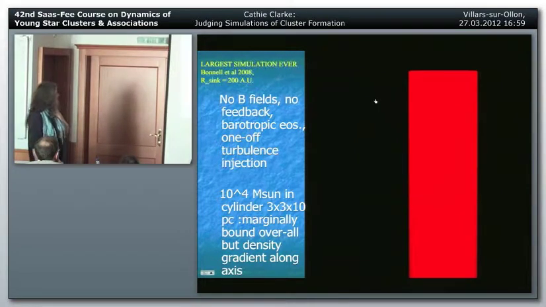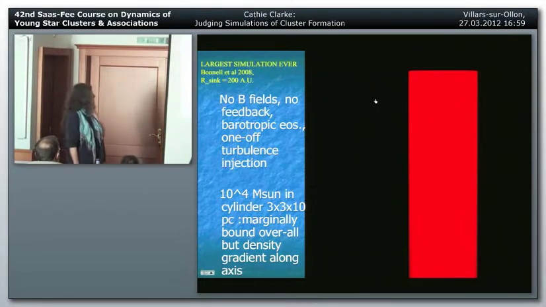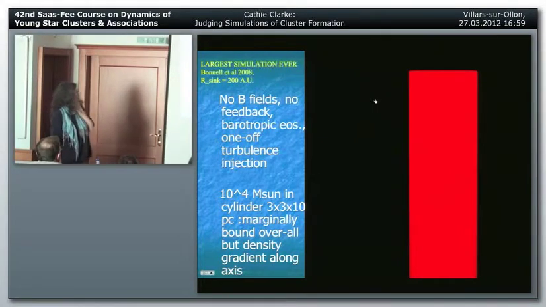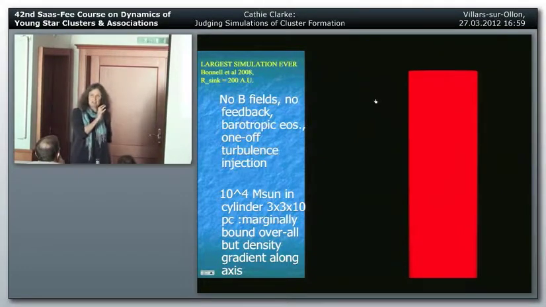But it is the largest simulation of a star cluster formation ever conducted. It's got 10 to the 4 solar masses. This is Ian Bonnell's work from a few years ago. Stress, it is not the simulation of choice if you're interested in binaries, because remember, sink radii, 200 AU. So when I talk about binaries in a few lectures' time, I won't be using this simulation.